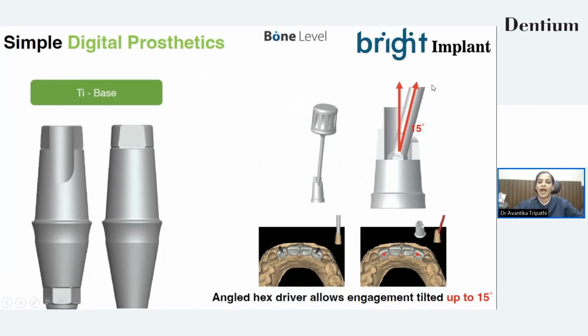By using an angled hex driver, we can shift the labial screw access hole to the palatal side, and we can approach the screw from the palatal side with the help of the angled hex driver. So a tilt of 15 degrees, maximum 15 degrees, can be created by shifting the screw access hole from labial to palatal. So this is the biggest advantage. It can be used in the anterior region and it will provide good aesthetics.